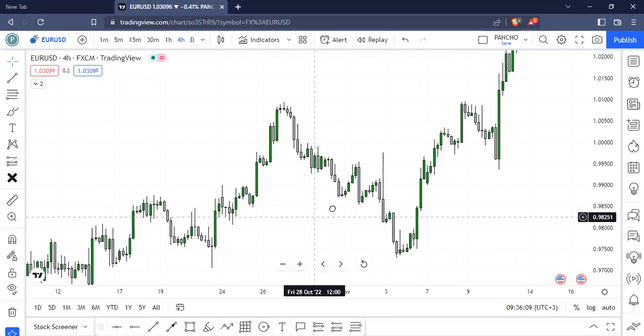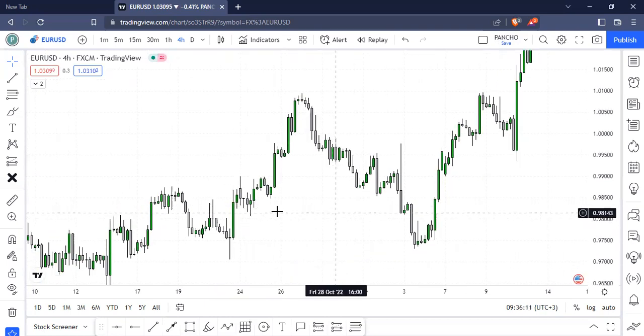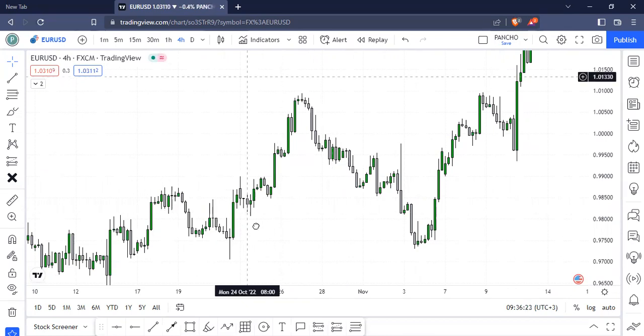As you can see here, Euro USD in the 4-hour time frame. I'm not going to use the daily time frame for bias, because I don't usually use it. I usually execute my orders on 5 minutes to 15 minutes. So guys, let me start very fast here.